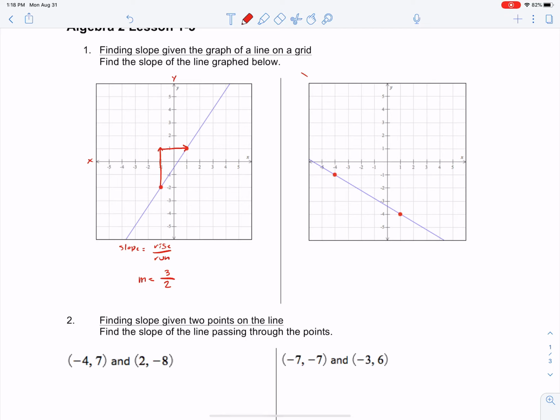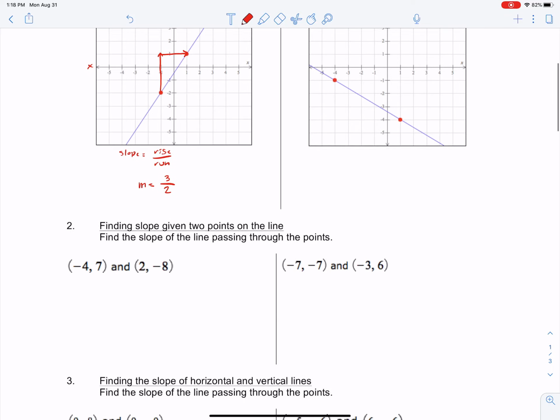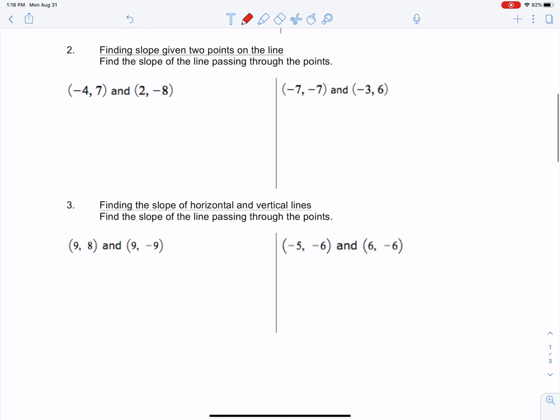Try the one on the right-hand side. Finding slope given 2 points on the line. So at the beginning of this lesson, we said that m equals my slope, and that it was rise over run. What rise over run is, is y2 minus y1 over x2 minus x1. So all that is meaning the same thing.